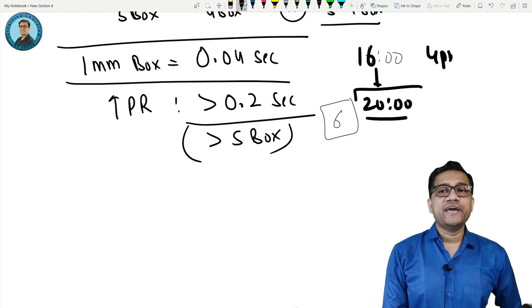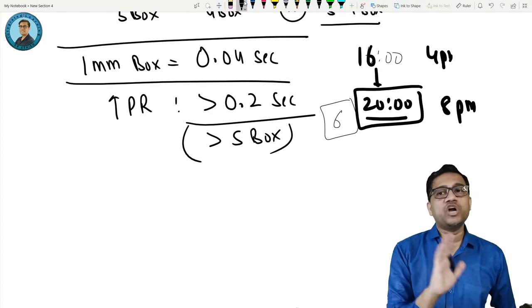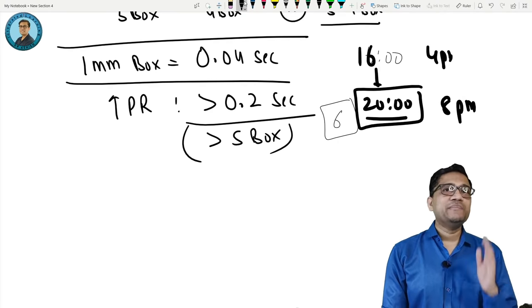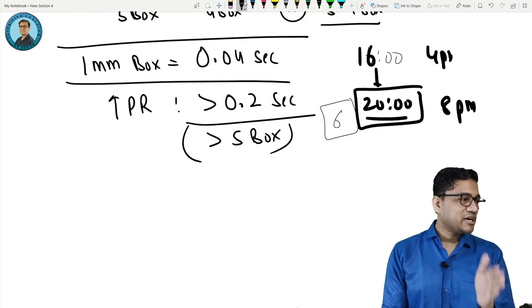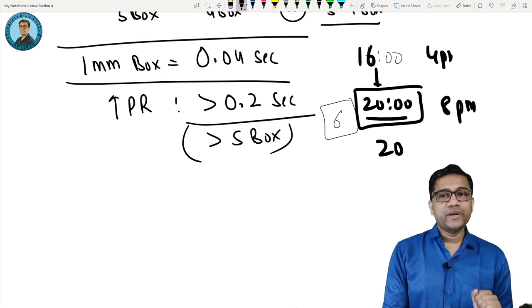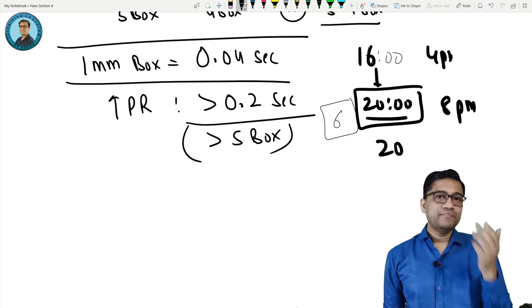So that is why if the husband comes at 8 p.m. or later, it is not normal. So remember, 8 p.m. is the cutoff. What is 8 p.m.? That is 20. That is 20 milliseconds.